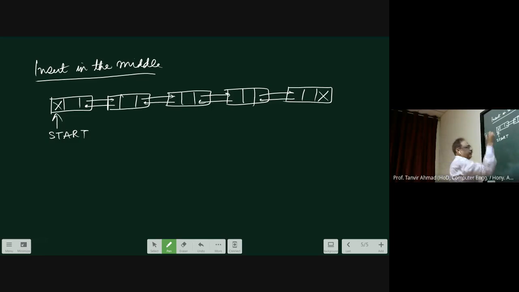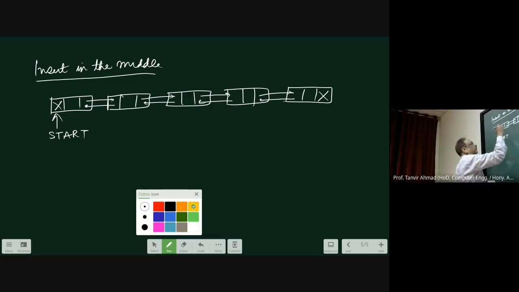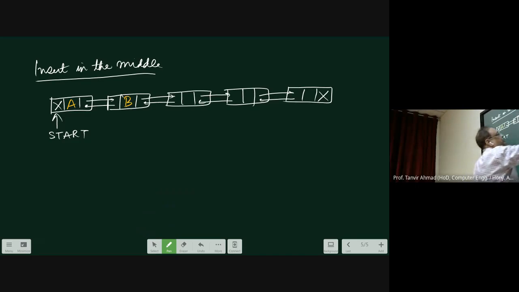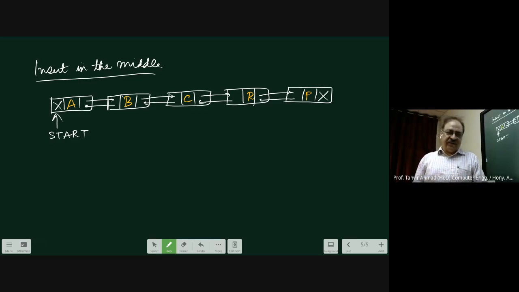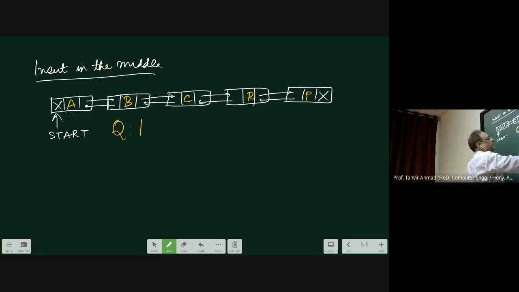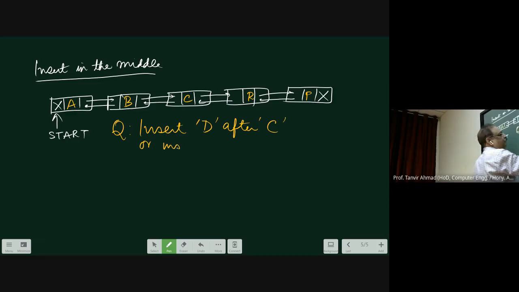Suppose the data is A, B, C, R, P, and I want to insert some data D after C. The question is: insert a D after C, or insert D at the fourth position.